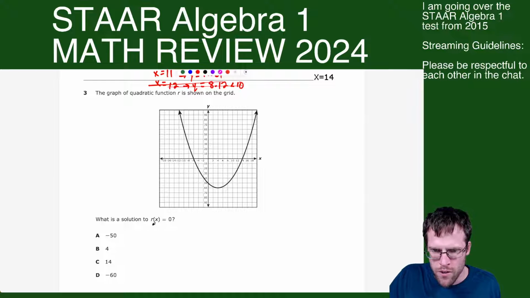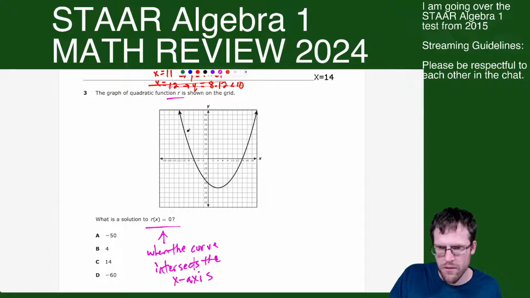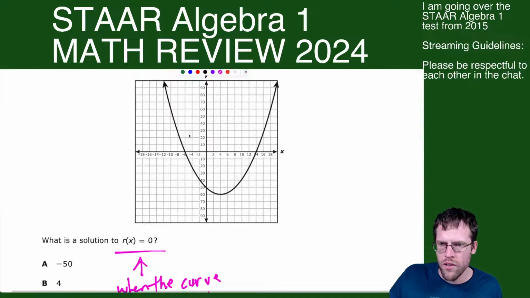So what is a solution to r of x equals 0? And here's a graph of the quadratic function r. So r of x equals 0 on a graph when the curve intersects the x-axis. Okay, so x-axis. So this one, honestly, all I'm looking for is where does the graph cross the x-axis?